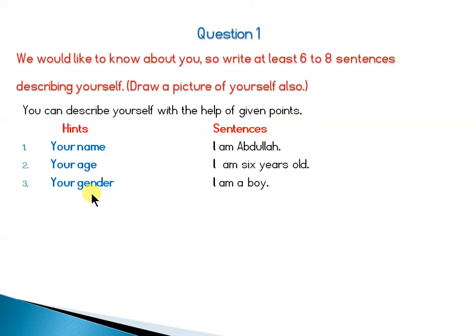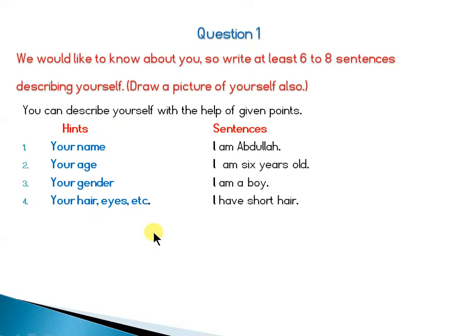Your gender. Third one is your gender. Are you a boy or a girl? In this sentence you have to write about your gender. If you are a boy, you write I am a boy. If you are a girl, you write I am a girl. Third one is that appearance. What is your appearance? If you have short hair, you write I have short hair. If you have long hair, you write I have long hair.